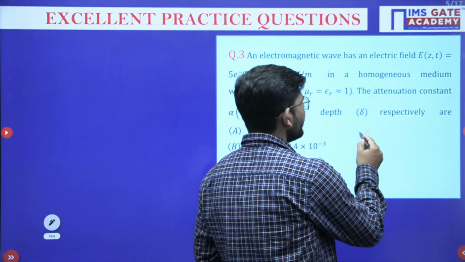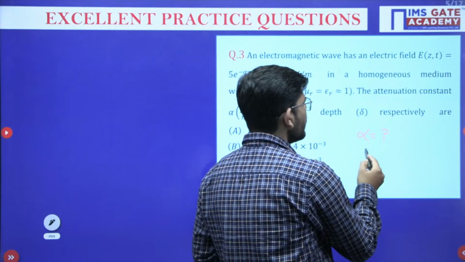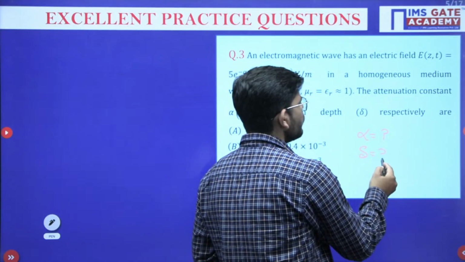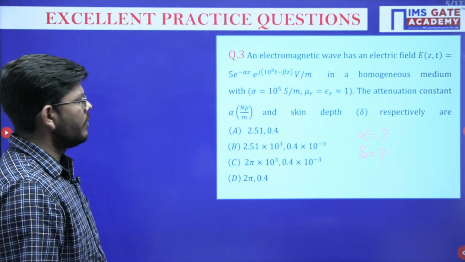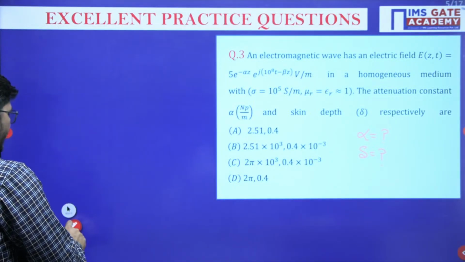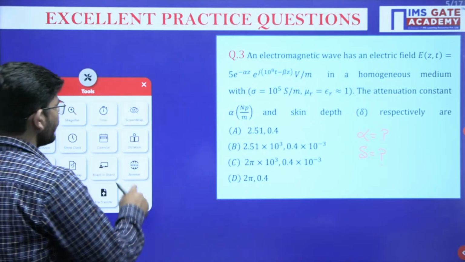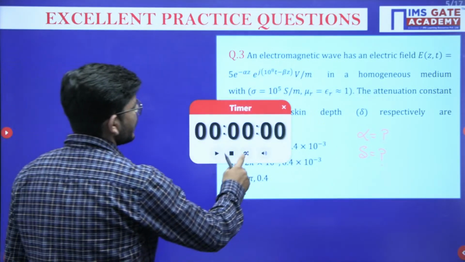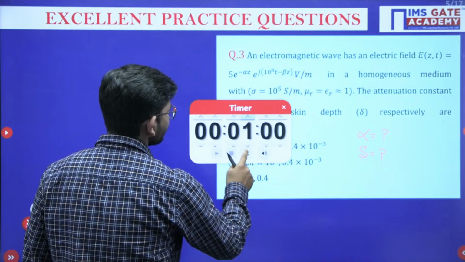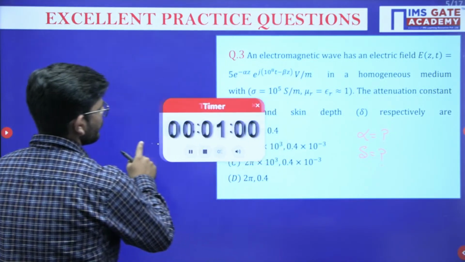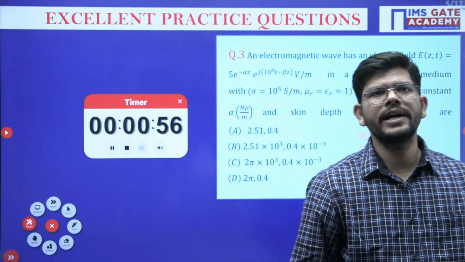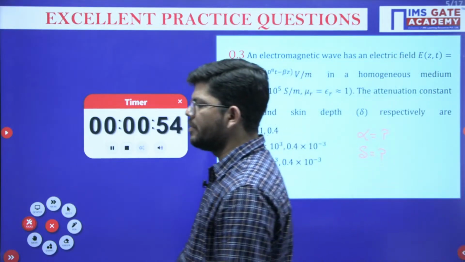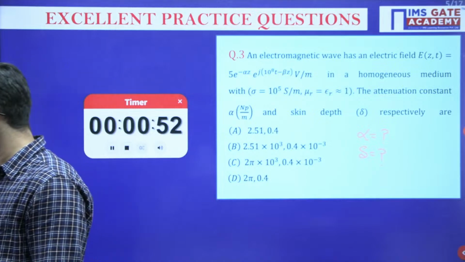So what we have to find? We have to find what will be the value of alpha. We have to find what will be the value of delta. So alpha and delta is what we have to calculate here, and your time starts now. Okay, your time starts now, and I think 1 minute will be sufficient for this question. Same kind of question you can expect in the upcoming GATE exam as well.